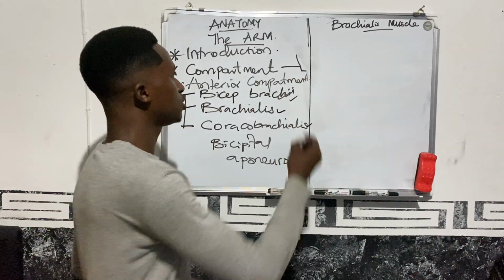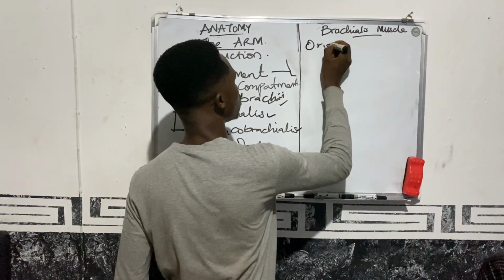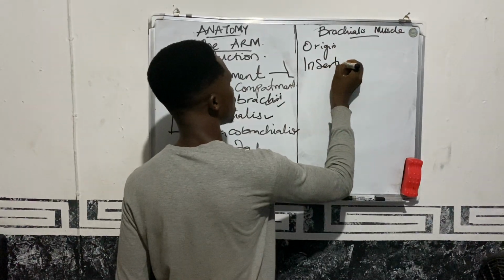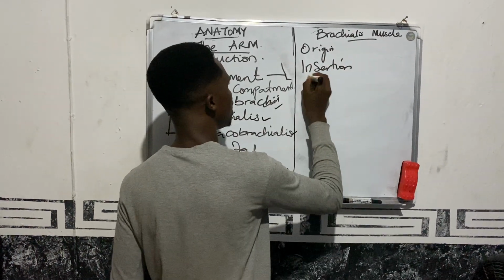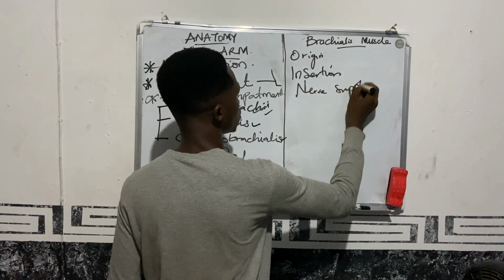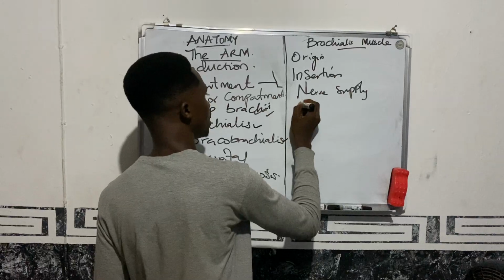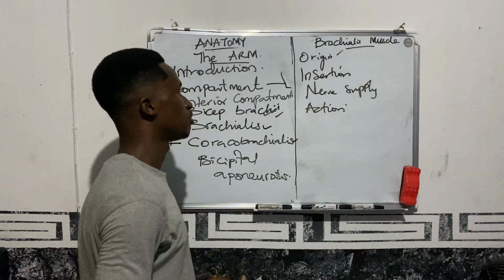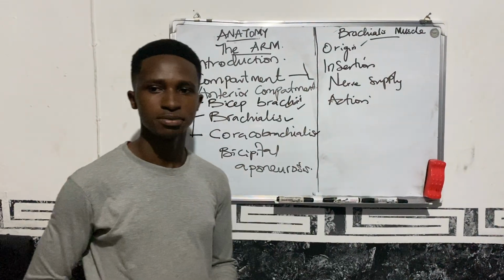Now, we are going to discuss the origin of the brachialis muscle. We'll talk about the insertion of the brachialis muscle. We'll talk about the nerve supply or the innervation to the brachialis muscle, and we'll also talk about the action of the brachialis muscle. Let's start with the first: origin of the brachialis muscle.